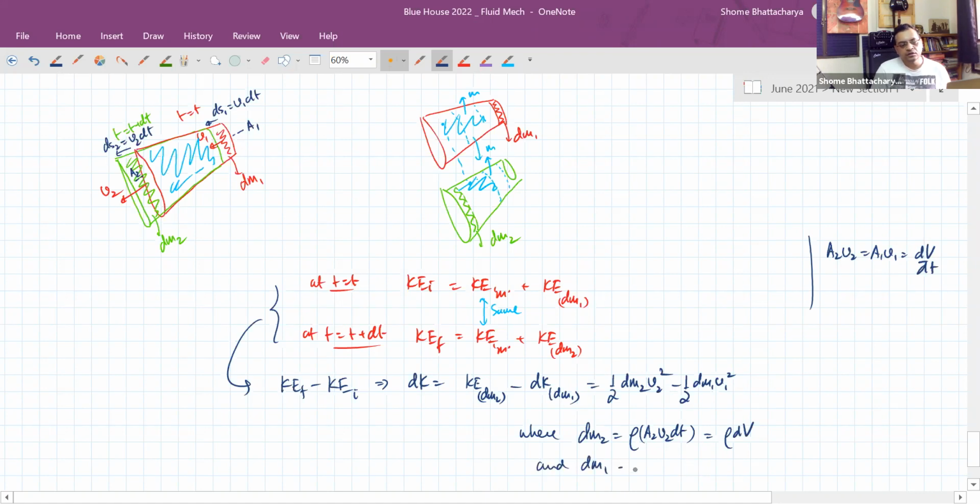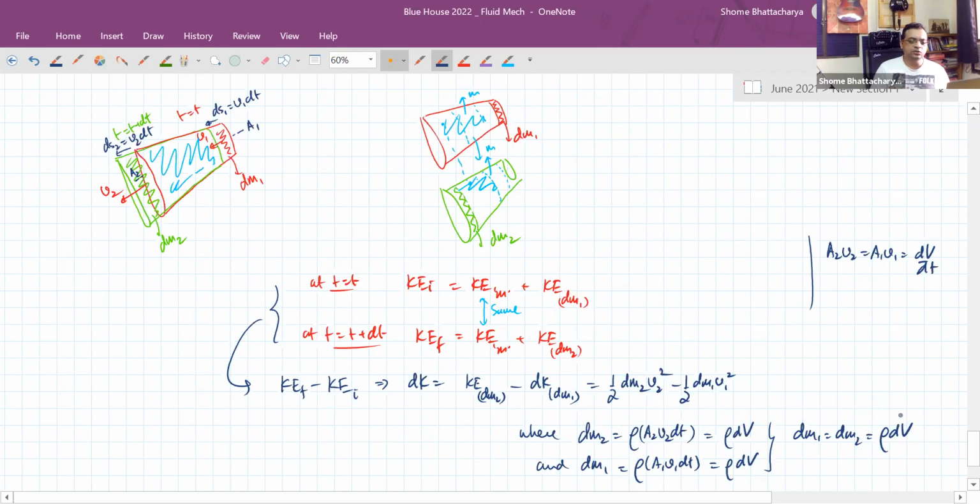Similarly, dm1 is rho into a1 v1 dt, that is the volume of that section, again rho into dV. So actually these two terms are the same. You can see that dm1 is equal to dm2, which is rho into dV. That is the density of the liquid into that small volume that is passing through every section of the pipe in time dt. So in other words, it is a small amount of mass of liquid crossing any section of the pipe in time dt.